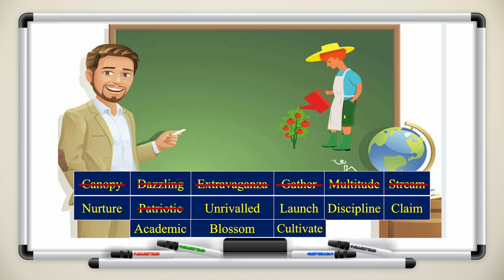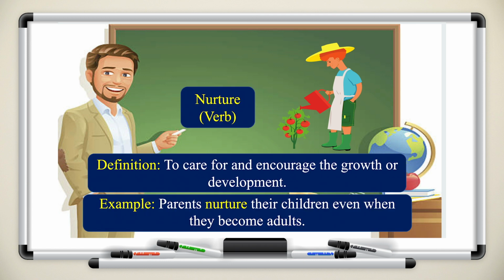In this picture, you can notice there is a man who is taking care of his plants. So, can you guess which word refers to taking care, let's say? Or when you see this picture, what is the first word that crosses your mind? If you guessed nurture, then you are correct. The definition of this word is to care for and encourage the growth or development. Here's an example. Parents nurture their children even when they become adults.